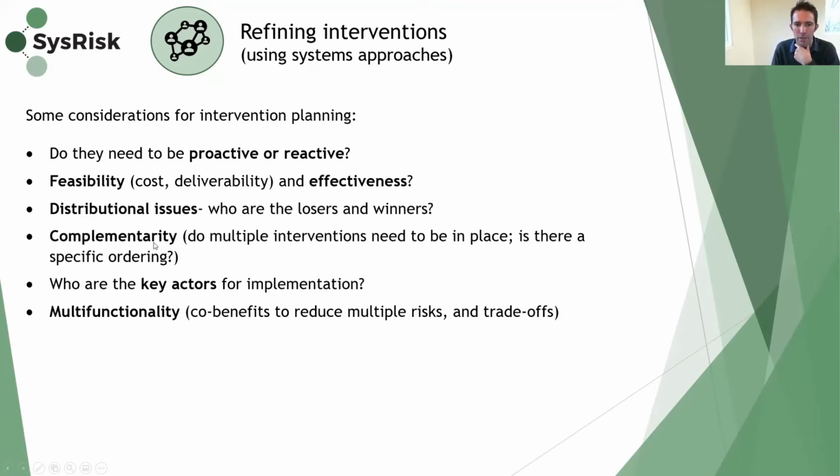But also there are some additional questions around complementarity of interventions, specific ordering needed, for example, who are the key actors, and crucially, what are the co-benefits of different interventions? Can they reduce multiple types of risk, or do they produce trade-offs? And in some cases, using systems approaches to help understand this multifunctionality is really, really valuable.